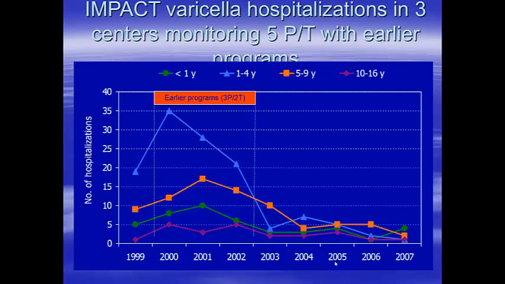Here we're looking at Canadian data, trends over time, and in the 1 to 4 year age group, you can see declining rates of hospitalization due to varicella after introduction of the vaccine in 2001.